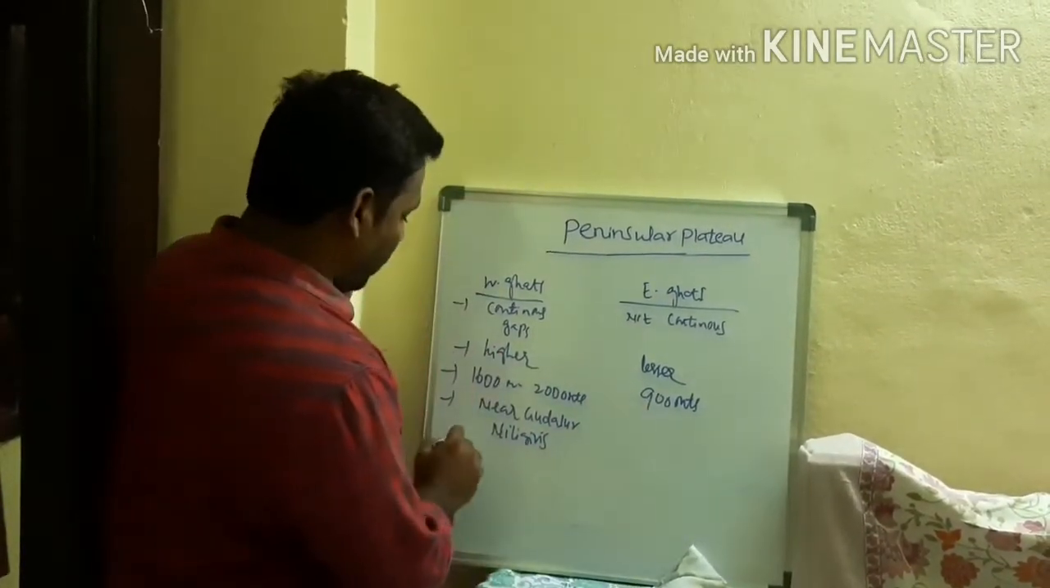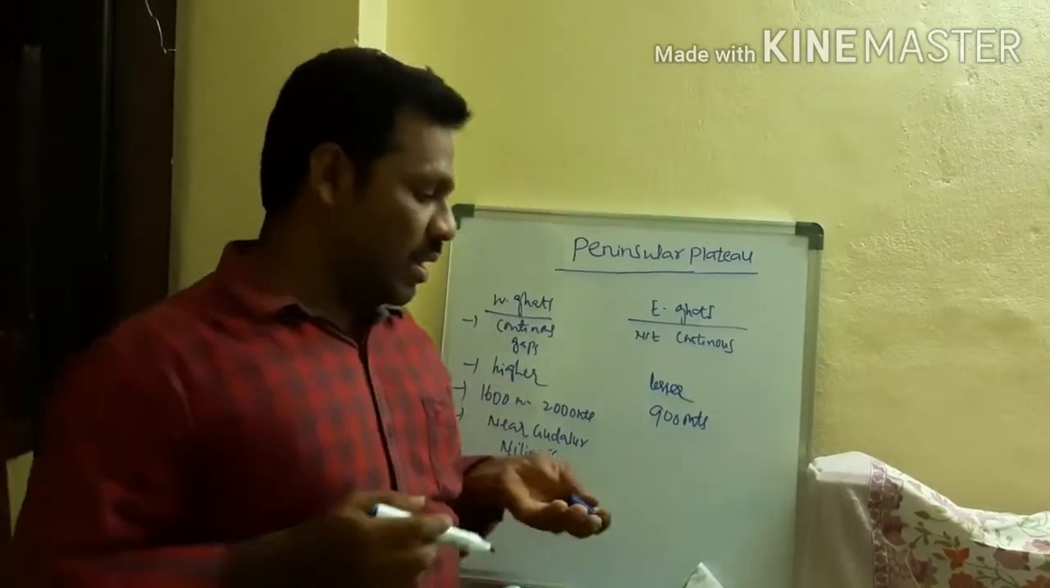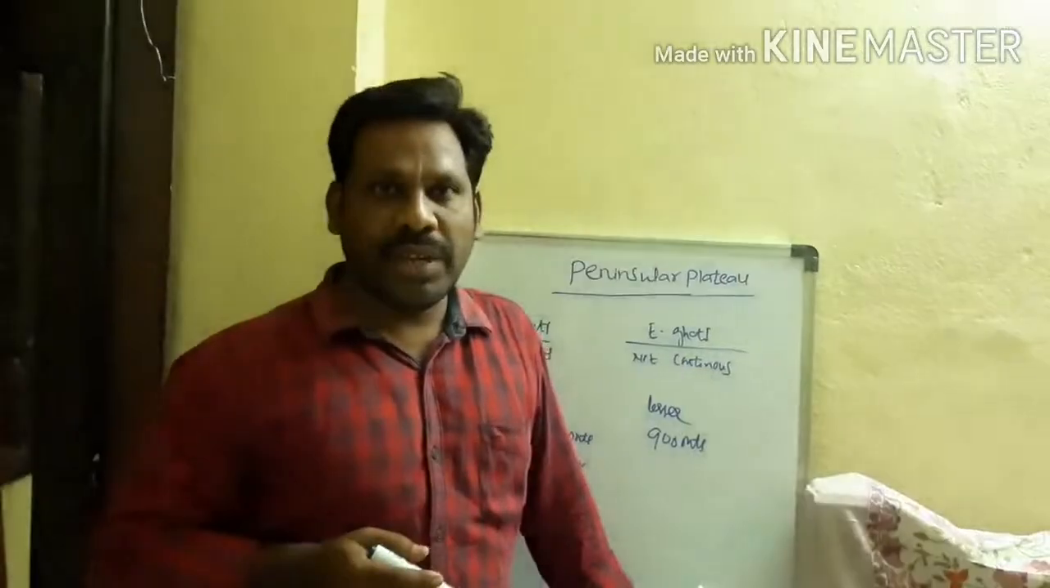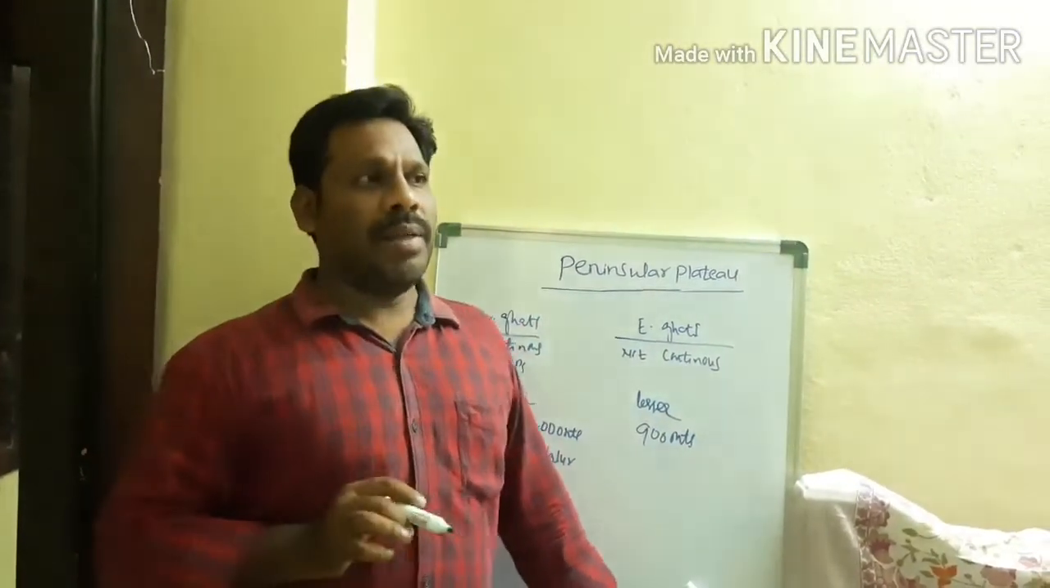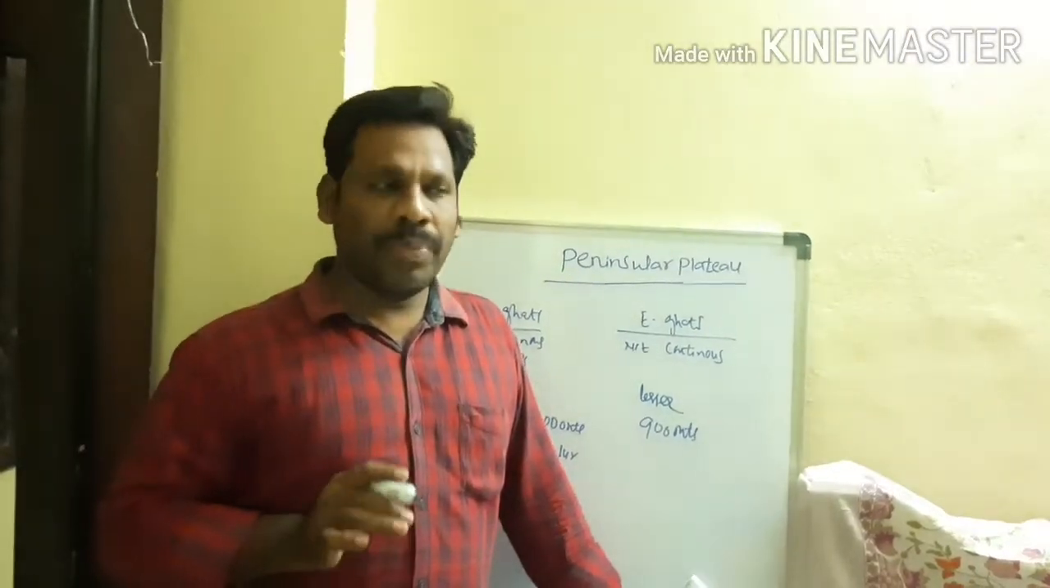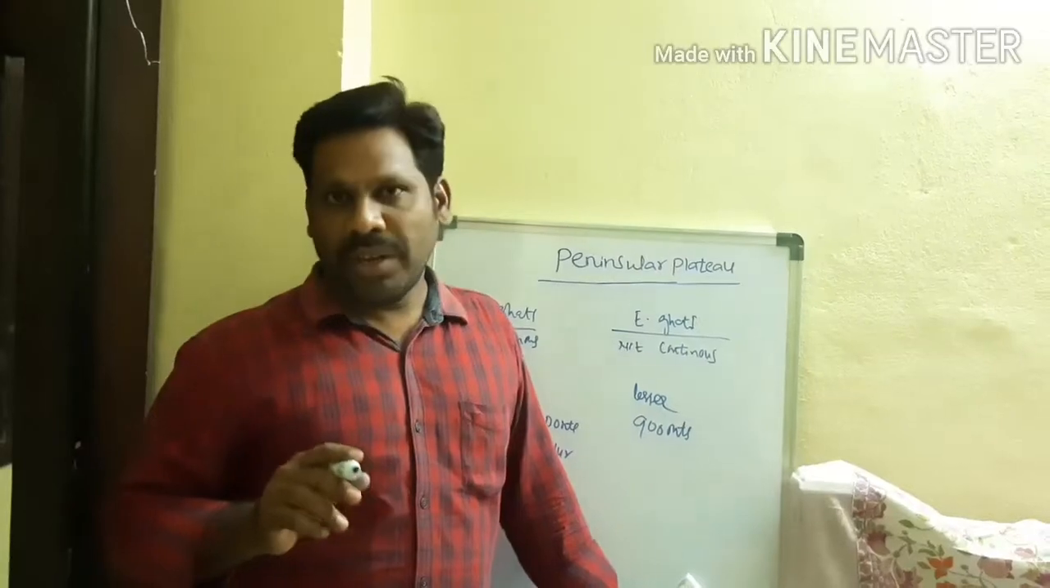Next, which is the highest peak in the Western Ghats? Annaimudi is the highest peak in the Western Ghats. A very, very important multiple choice question. Annaimudi is the highest peak in South India. Annaimudi is the highest peak in the Annamalai Hills.